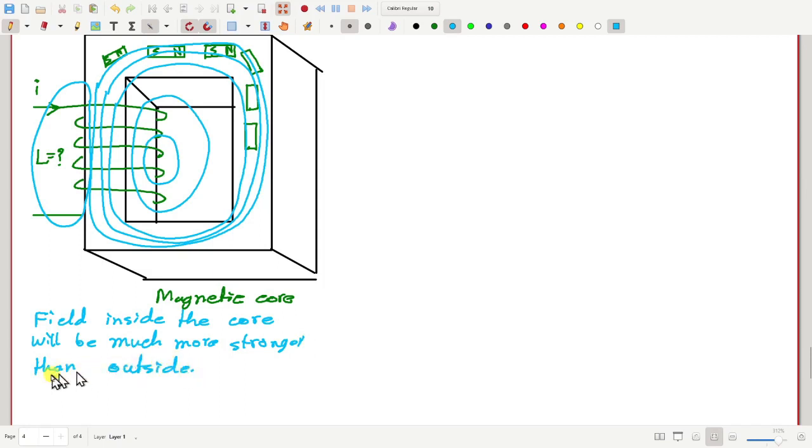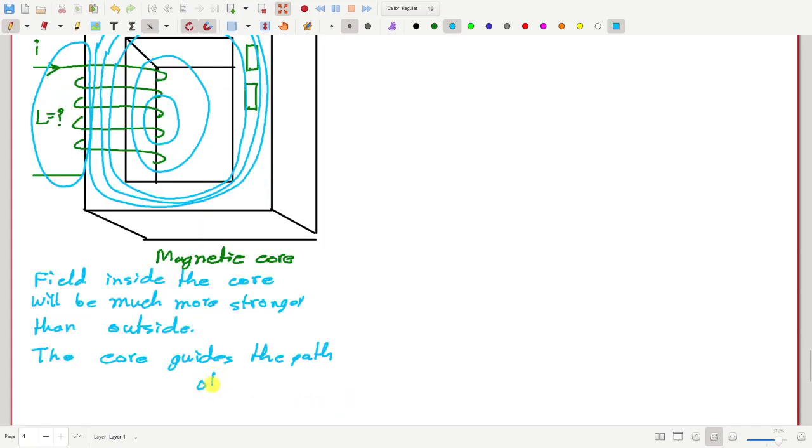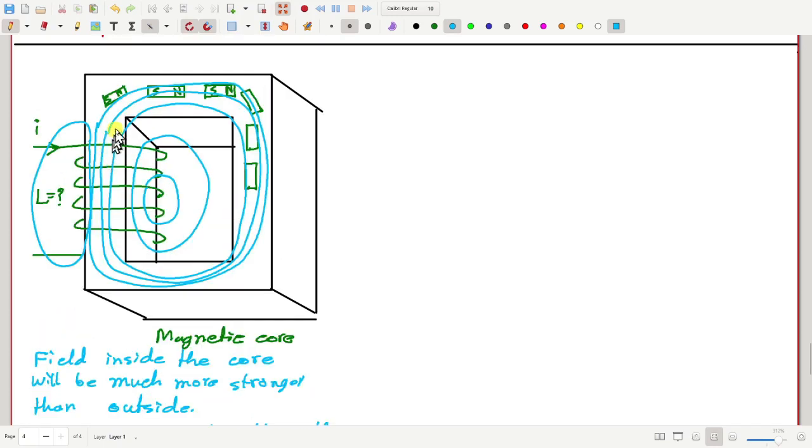Also, one more fact, as I stated, the core guides the path for the field. So we may assume that this core is along the magnetic field lines, or the magnetic field lines are basically along this core only. Approximately that is true. And now once we know the approximate path for these field lines, we can calculate the inductance of this coil.